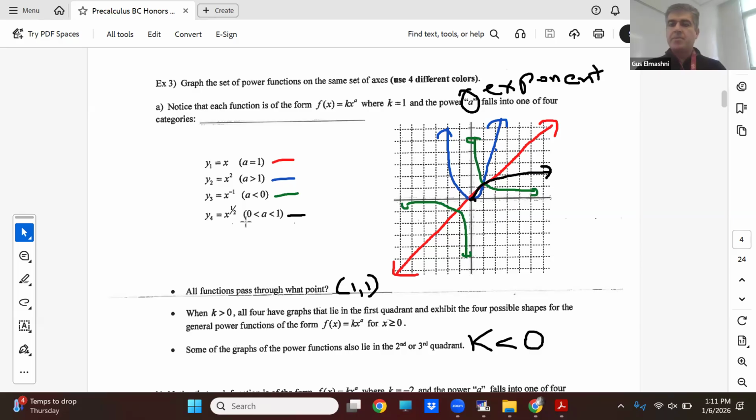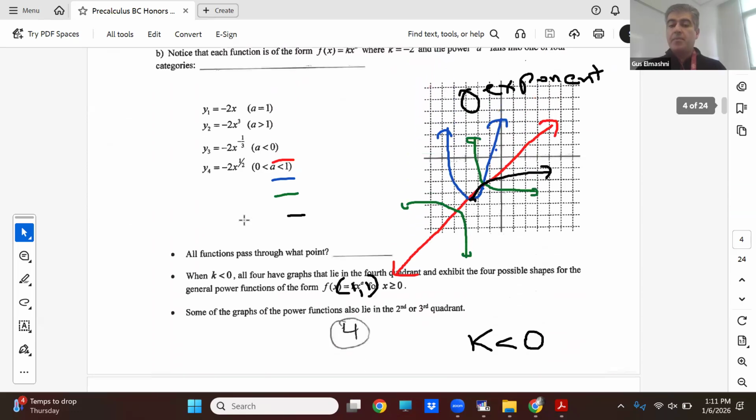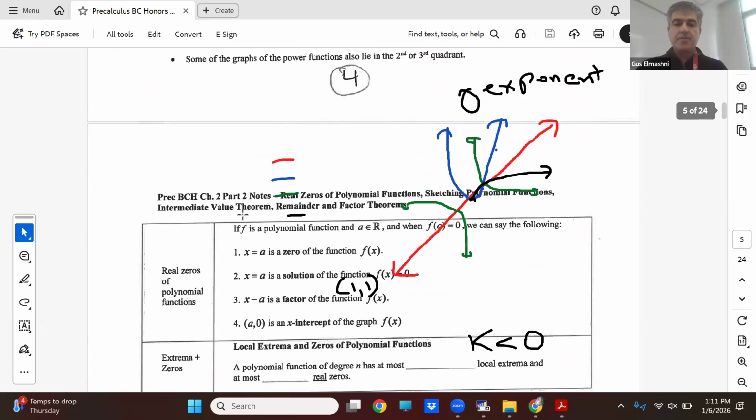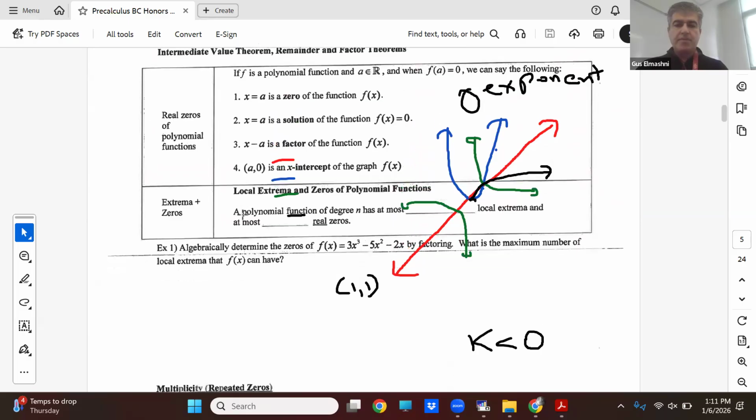So a question on that one. I'll have you guys try part B later. Let's move on to page 5.